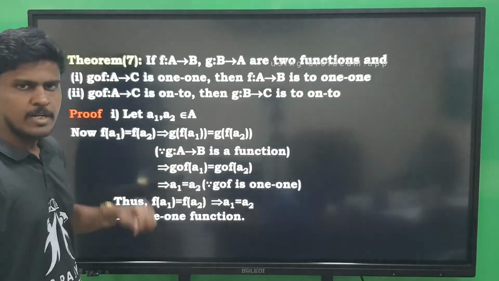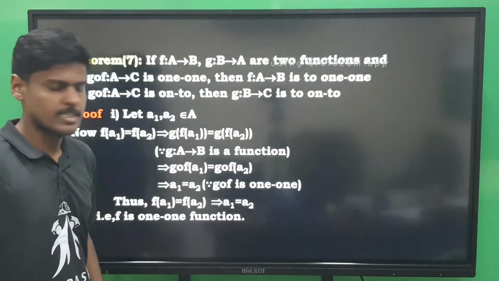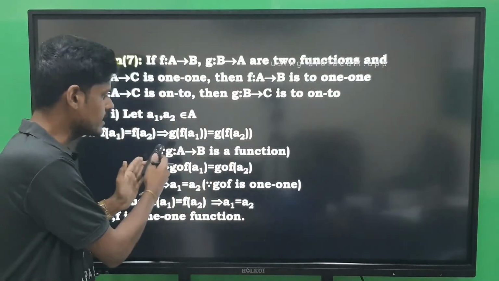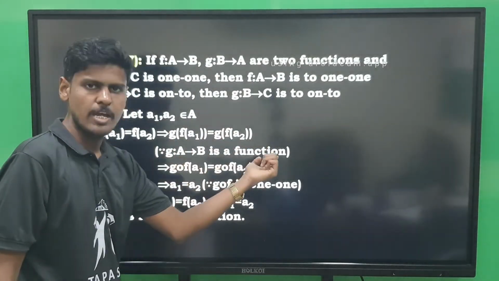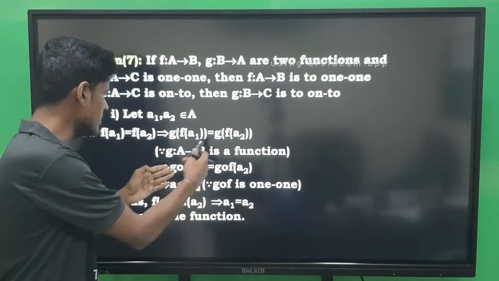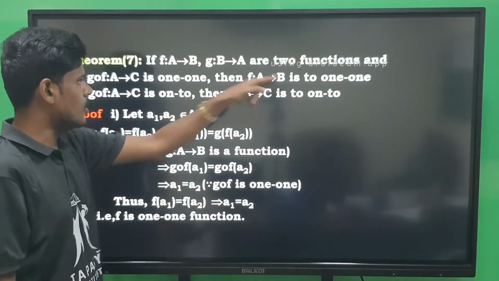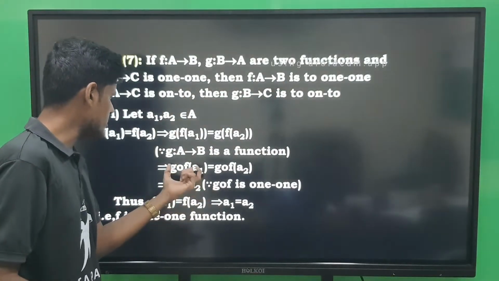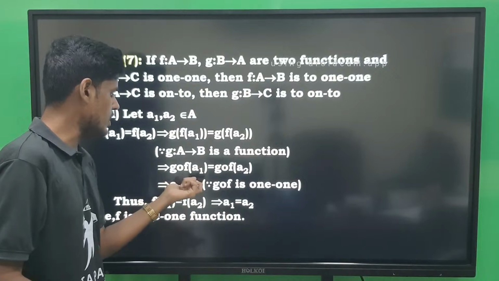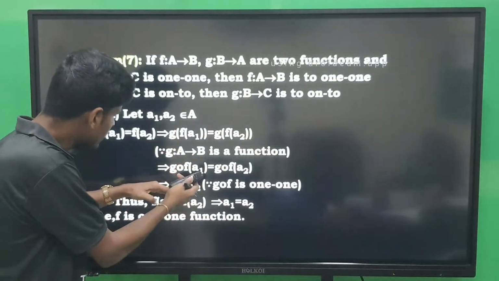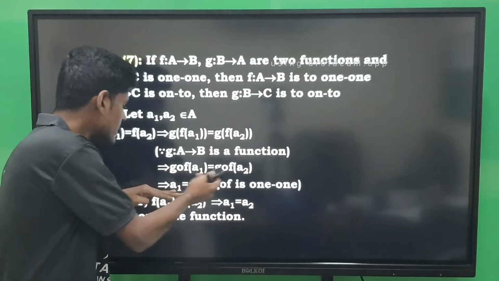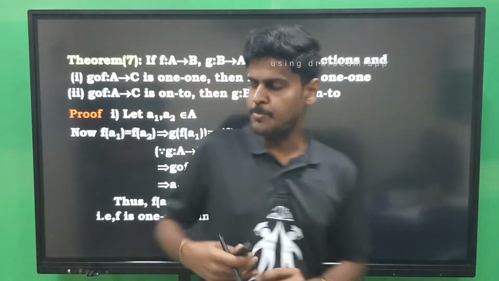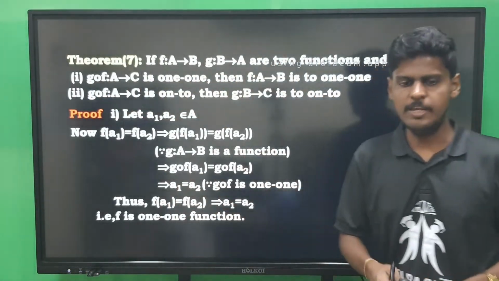We are already given G of F is a 1 to 1 function. So we are compositing this function with G, that is G of F of A1 equal to G of F of A2, which gives us, what is G of F? It is a 1 to 1 function. So input of this function is A1, that means A1 equal to A2. What we assume? F of A1 equal to F of A2. From this statement we got A1 equal to A2. That is the proof for 1 to 1 of F function.